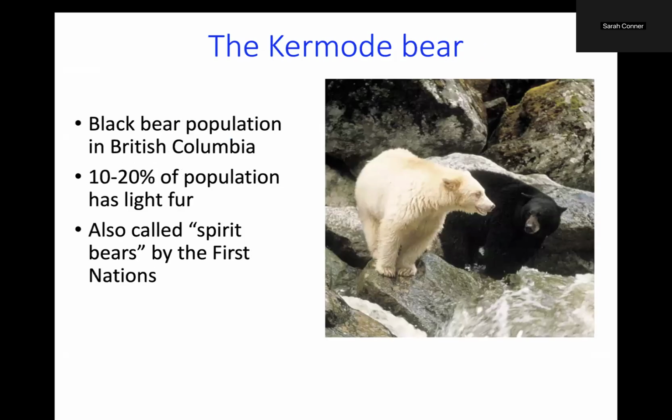So beneficial pieces. One example is the Kermode bear. So there's a black bear population in British Columbia. Most of them are black. That's what they are. But then 10 to 20% of that population has light fur. So they're also called spirit bears by the First Nations.